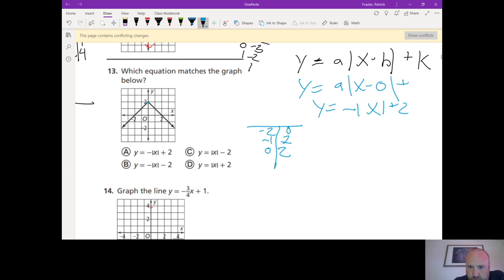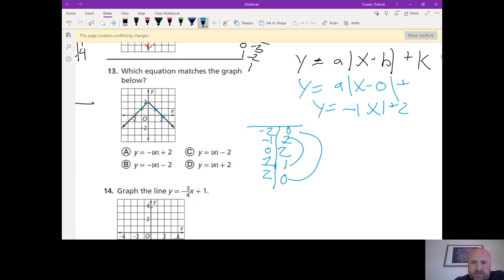And then 1 and 2, absolute value of 1 is 1. 1 times -1 is -1. -1 plus 2 is 1. So it's the same thing that we just had over here. And then absolute value of 2 is 2. 2 times -1 is -2. -2 plus 2 is 0. So same thing as over here. And that would check out because we have 2 and 0, and 1 and 1, and -1 and 1. So that graph would work.